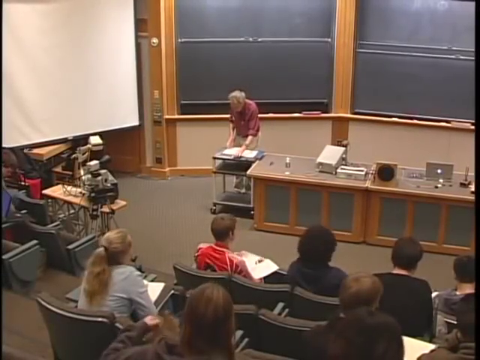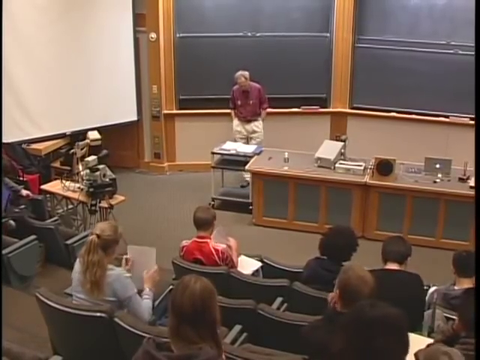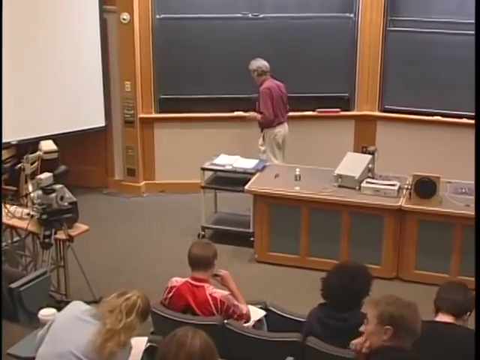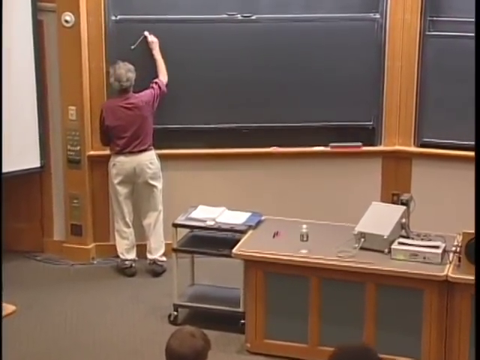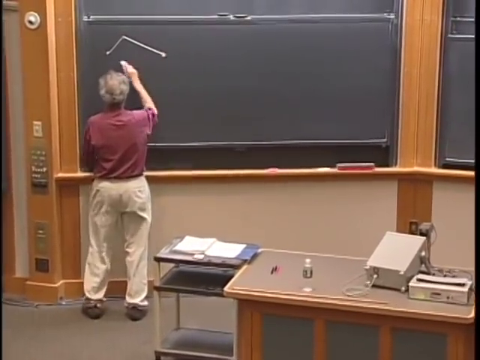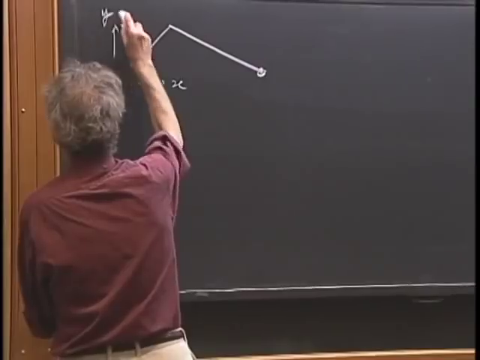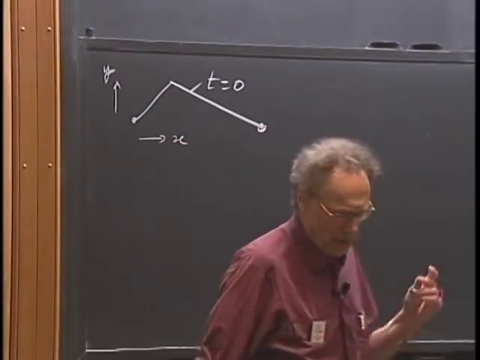So today we're going to discuss Fourier analysis. You see a lot of math, but I will try to keep an eye on the physics. Imagine that I pluck a string which is fixed at both ends. So here is x, and here is y, and this is the string at t equals 0. And imagine I let it go.